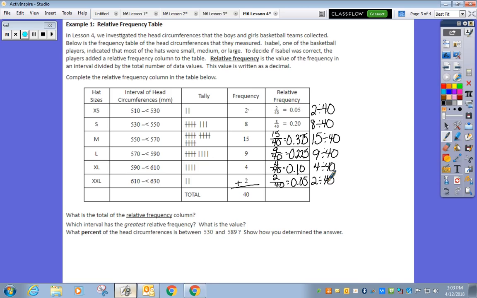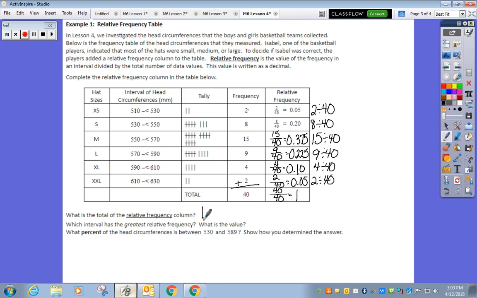So now it says, what is the total of the relative frequency column? So if I were to add all of my numerators together, which is all of these numbers, I would get 40. When you add fractions, the denominator stays the same, so it's 40 out of 40. And 40 out of 40 is equal to 1. So the total of our relative frequency column is 1.